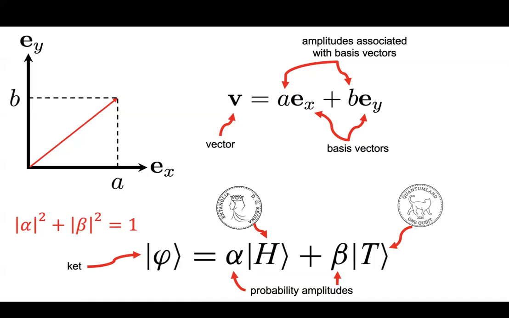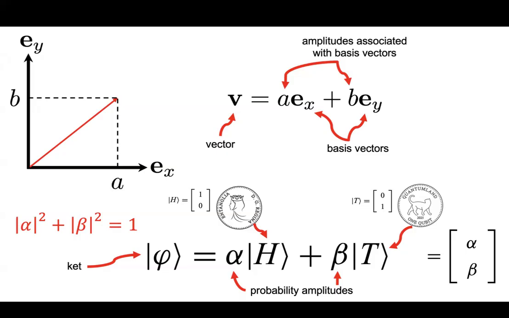The matrix representation of a ket is a column matrix or a column vector. So ket h is given by this column matrix, and ket t by this one. Notice that they're orthogonal, which is great because they represent mutually exclusive outcomes. This, of course, implies that the column vector representing ket phi is this one.